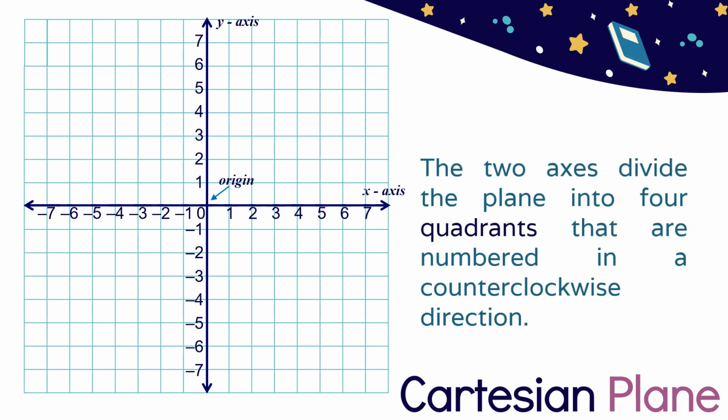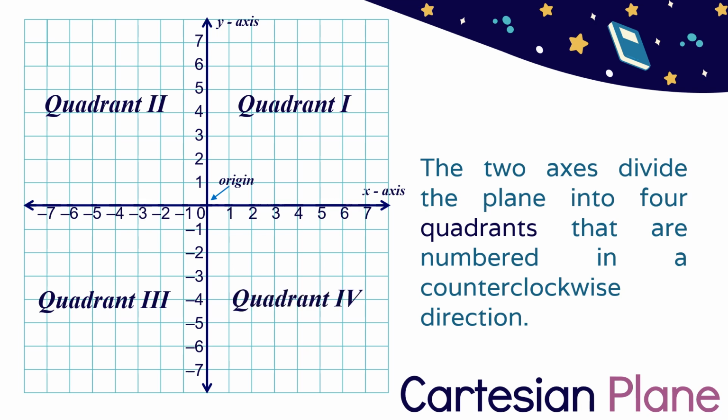The two axes divide the plane into four quadrants that are numbered in a counterclockwise direction. Starting from the upper right, we have quadrant 1. Then since we have the counterclockwise direction, here we have quadrant 2, quadrant 3, and then quadrant 4. Be reminded that the axes themselves are not part of any quadrant.